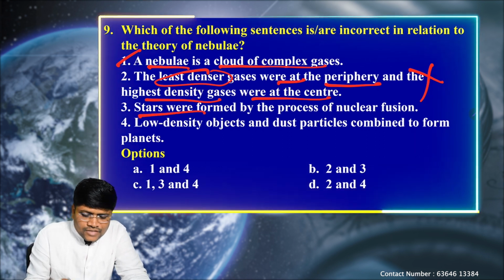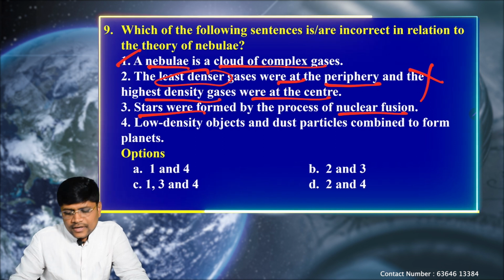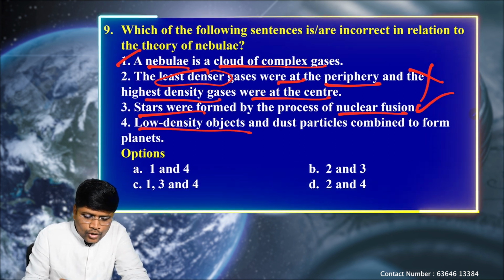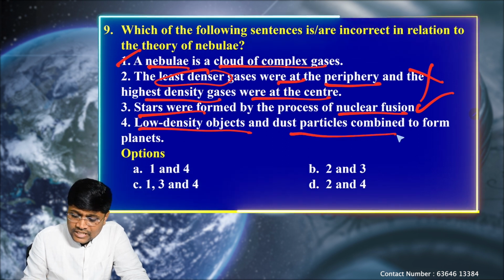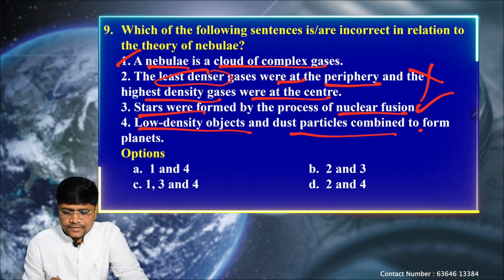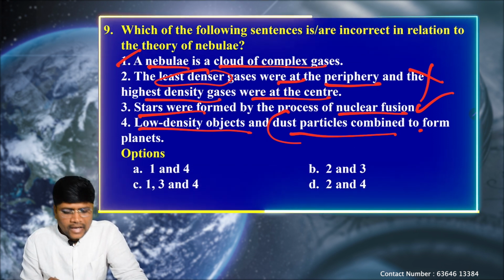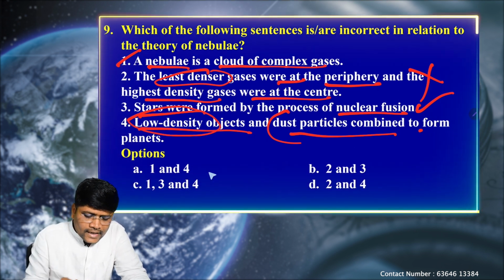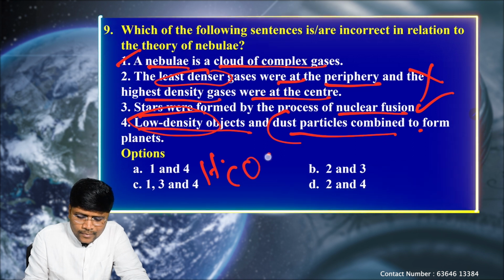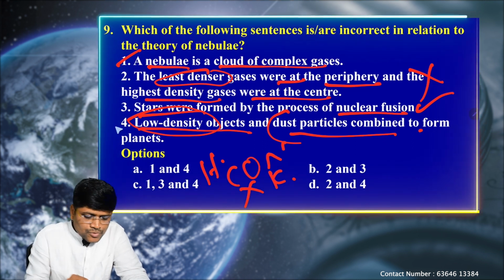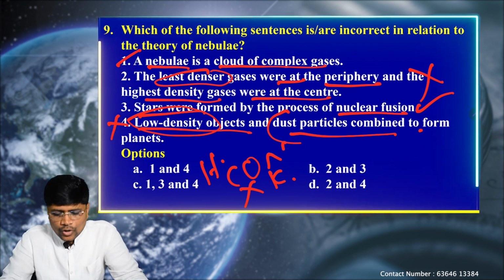Next, stars were formed by the process of nuclear fusion reaction. Again we discussed, this is correct. Next, fourth statement, low density objects and the dust particles combined to form the planets. Though the dust particles and the rocky debris united to form the planets, it was not with the low density gases, it was the high density ones like carbon, oxygen, nitrogen, even xenon, krypton, etc. That's why the fourth statement is also wrong.